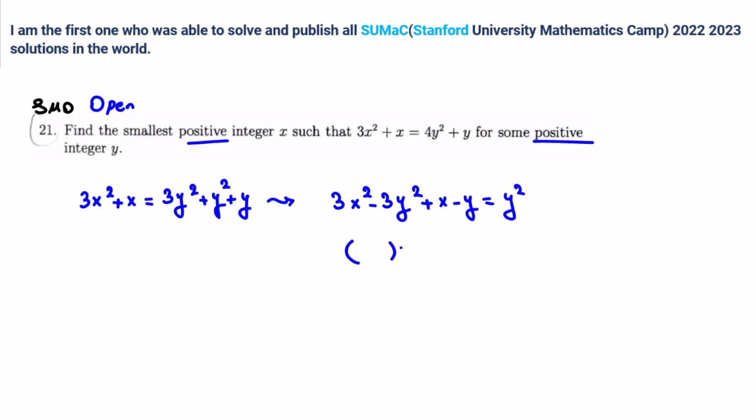Yes, and I want to factorize the left hand side. It would be what? So that's x minus y times 3x plus 3y plus 1. Good job. X minus y times 3x plus 3y plus 1. The product is y squared, right?